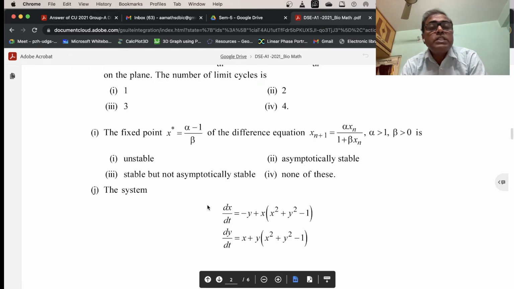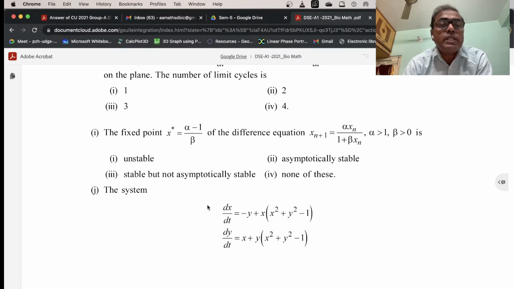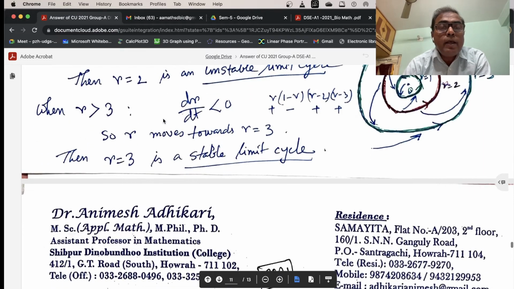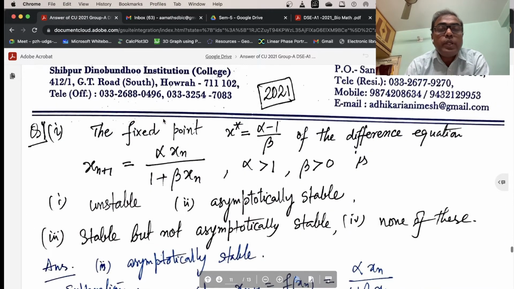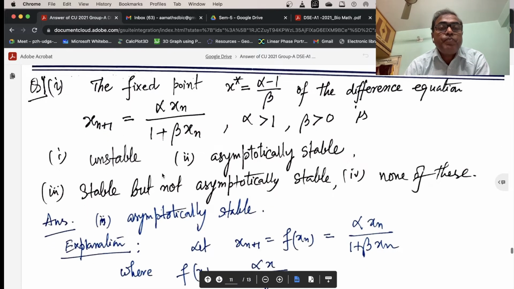Next question: the fixed point x star equal to (alpha minus 1)/beta of the difference equation x(n+1) equal to alpha xn/(1 plus beta xn), when alpha is greater than 1 and beta is greater than 0, is: option 1 unstable, option 2 asymptotically stable, option 3 stable but not asymptotically stable, option 4 none of these. The answer is asymptotically stable.